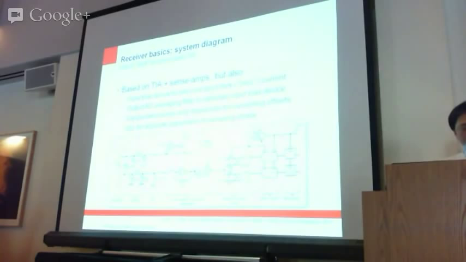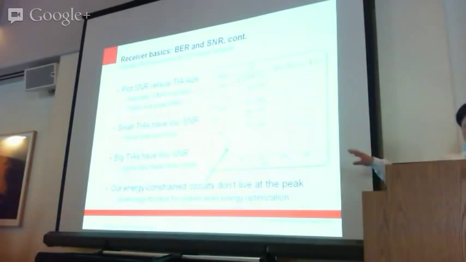And this link budget does have severe implications on circuit design. For example, if we look at the available SNR in the receiver, there is a trade-off with power. So there's an optimum power point which gets the best SNR for our circuits. But in order for us to meet the energy constraints of the program, we actually operate at much lower SNR, far away from the optimum.